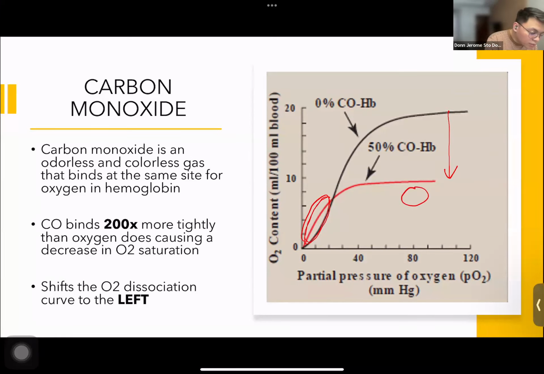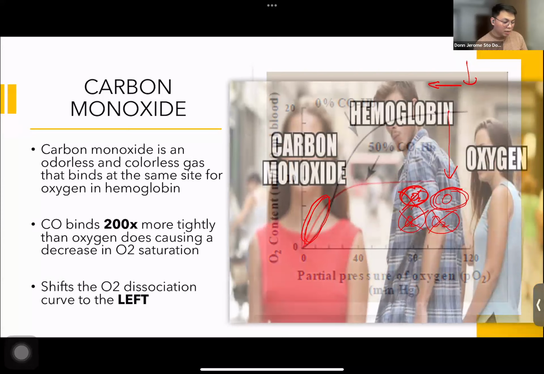That is because, di ba, you have 4 subunits. Once carbon monoxide binds to one of the subunits, it will not allow unloading of the remaining oxygen, increasing its affinity. So pag tinanong kayo sa exam, what is the effect of carbon monoxide to your oxygen hemoglobin dissociation curve? Downward and leftward. Okay? Yan, parang ganyan.